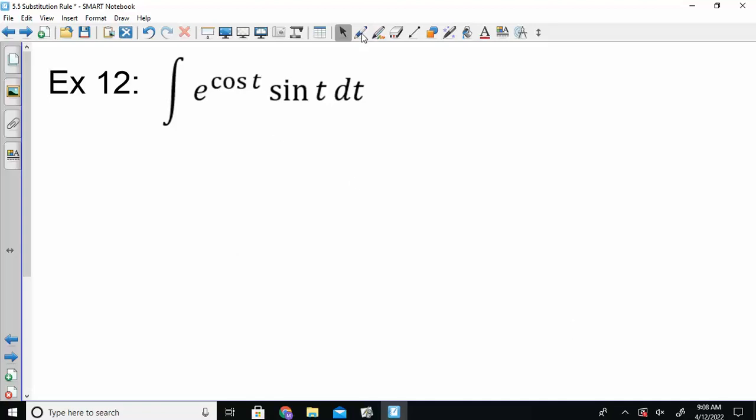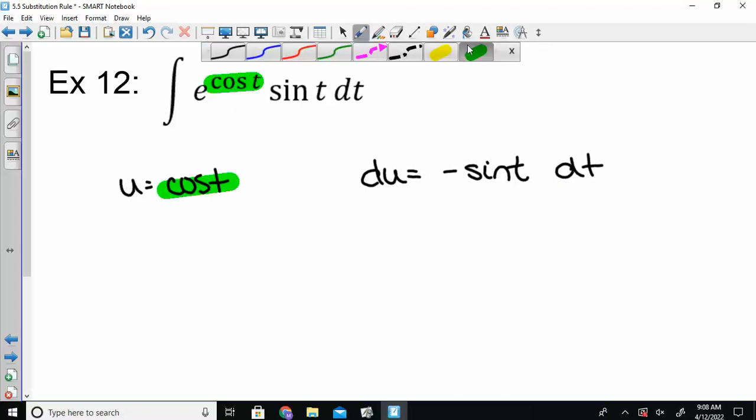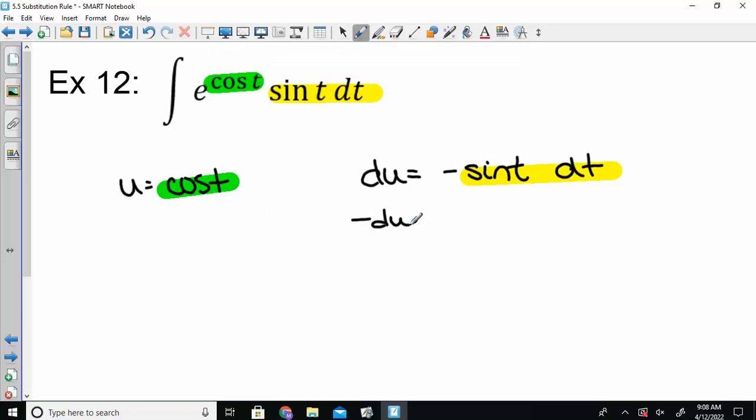So what should my u be this time? The exponent, so the cosine t. du, derivative of cosine is negative sine t, and that would have a dt. If we look at what we have, that cosine, we need sine t dt. We don't need the negative, so I have to divide that to the other side.